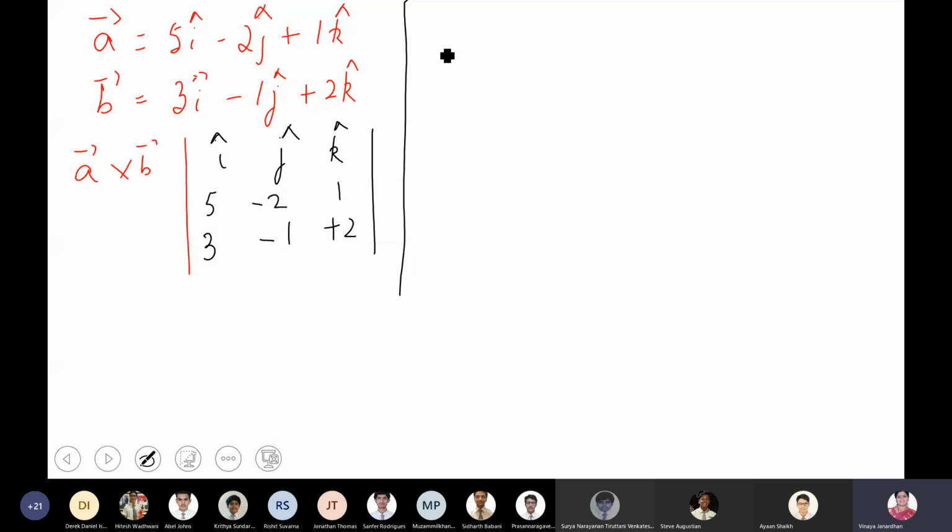Okay. Now we'll go for finding the coefficient of I, J, and K. So what we'll do is we'll take the determinant form. Whatever is below I cap, you leave those numbers. So it will be -2, 1, -1, 2, correct, into I cap.